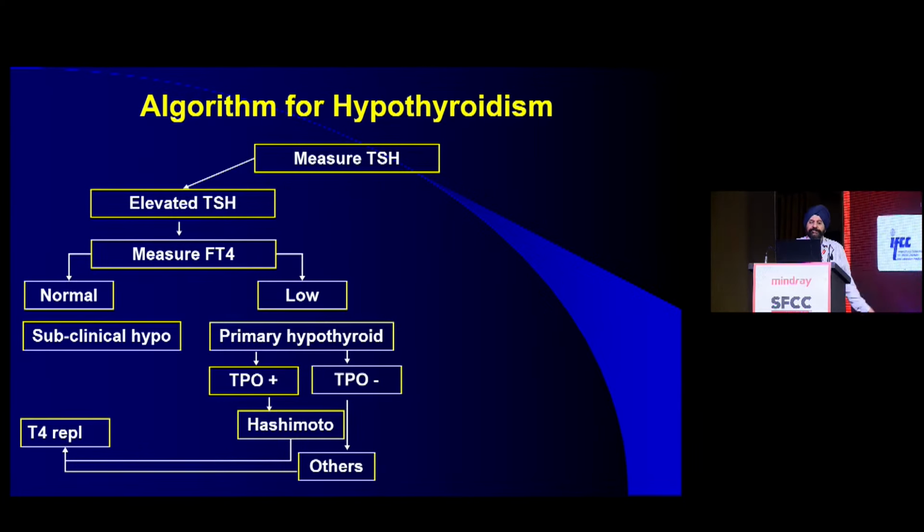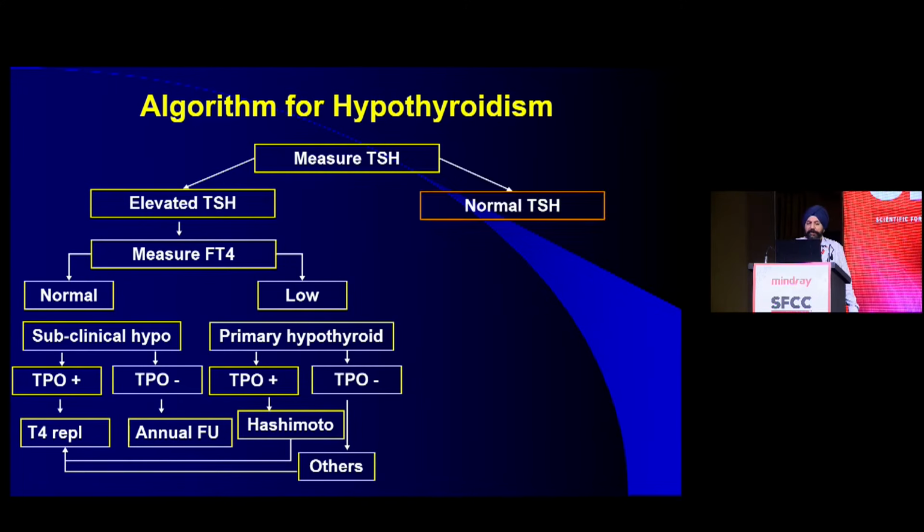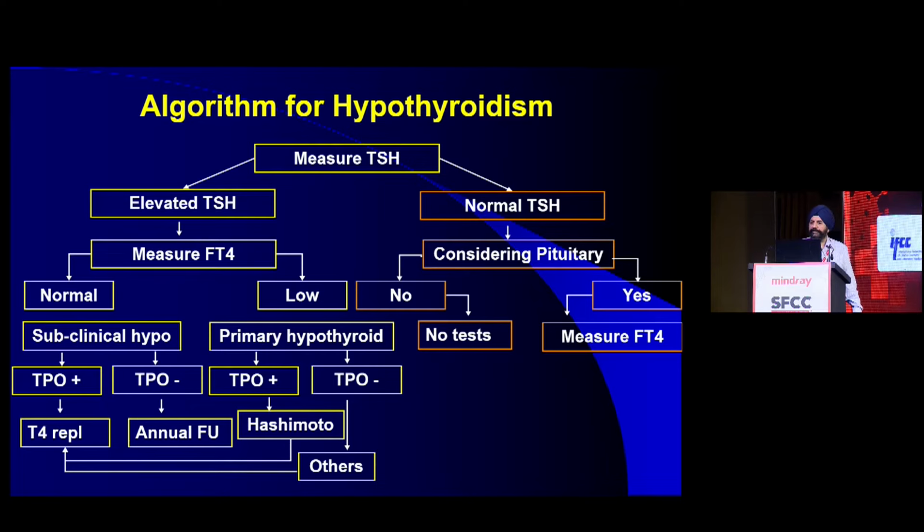So if the FT4 is normal, it is subclinical hypothyroid, and if the TPO is positive, again T4 repletion, and if it is negative, the patient is kept on annual follow-up and no treatment is given. On the contrary, if the TSH levels are normal and we are not considering a pituitary problem, then no test is needed, it is pretty much normal. If you are considering pituitary gland, then we will measure the FT4 as well, because in a case of secondary hypothyroidism, TSH is not that useful.